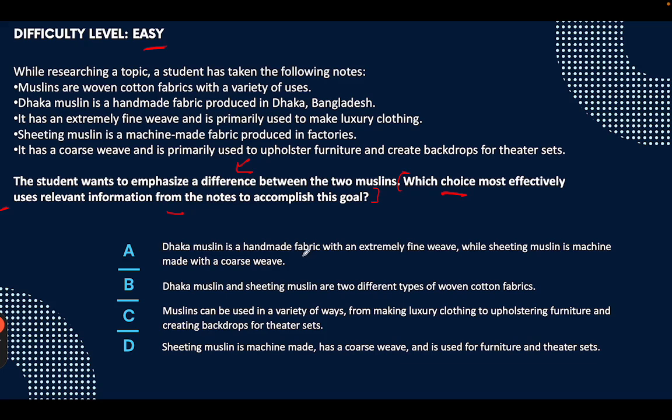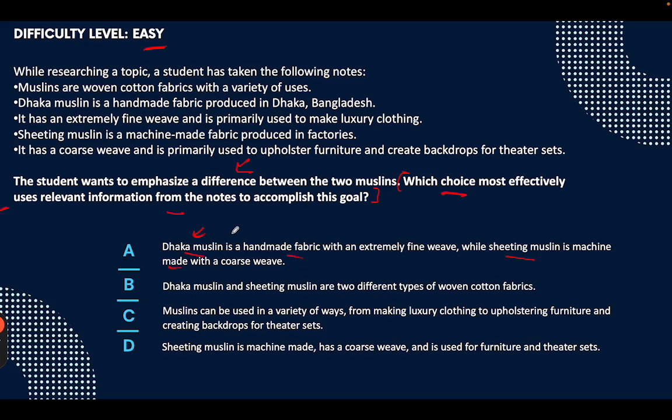Dhaka muslin is a handmade fabric with an extremely fine weave, while sheeting muslin is machine made with a coarse weave. So we have 2 muslins. This one is a handmade fabric and this one is a machine made fabric. So this particular option is definitely talking about 2 muslins, Dhaka and sheeting, and I definitely could see the difference between the 2 muslins.